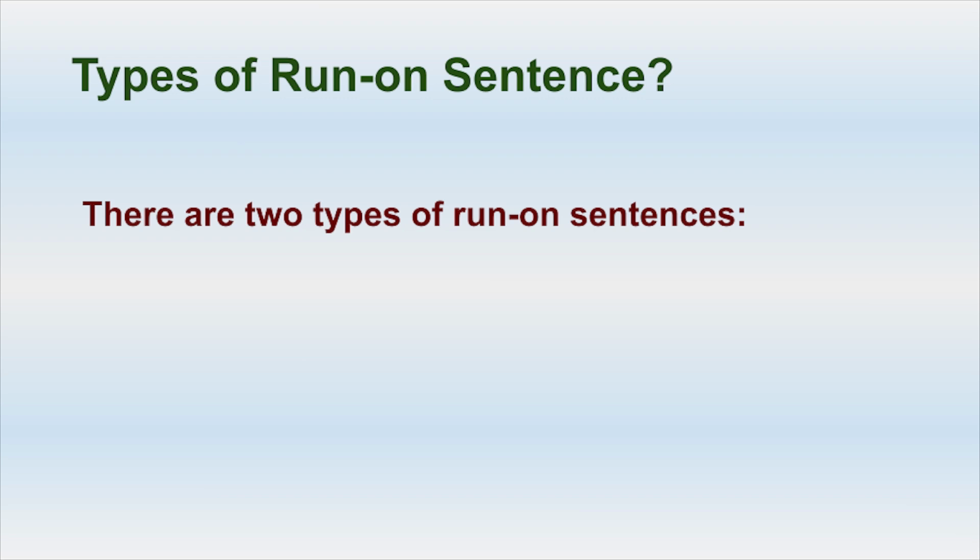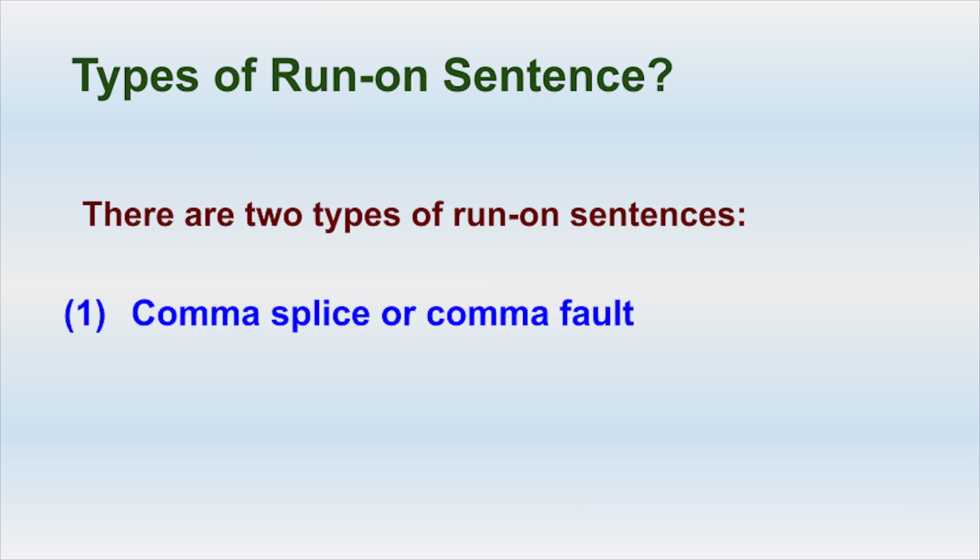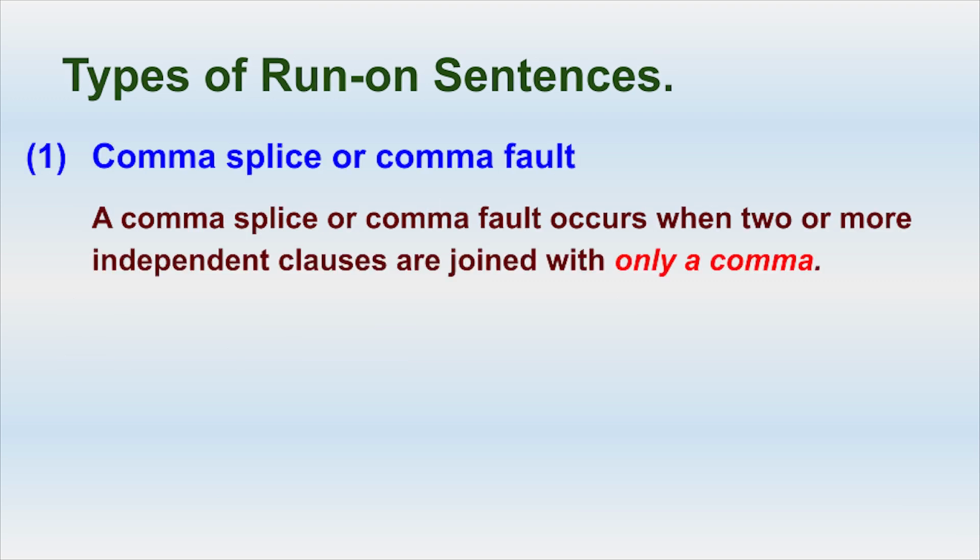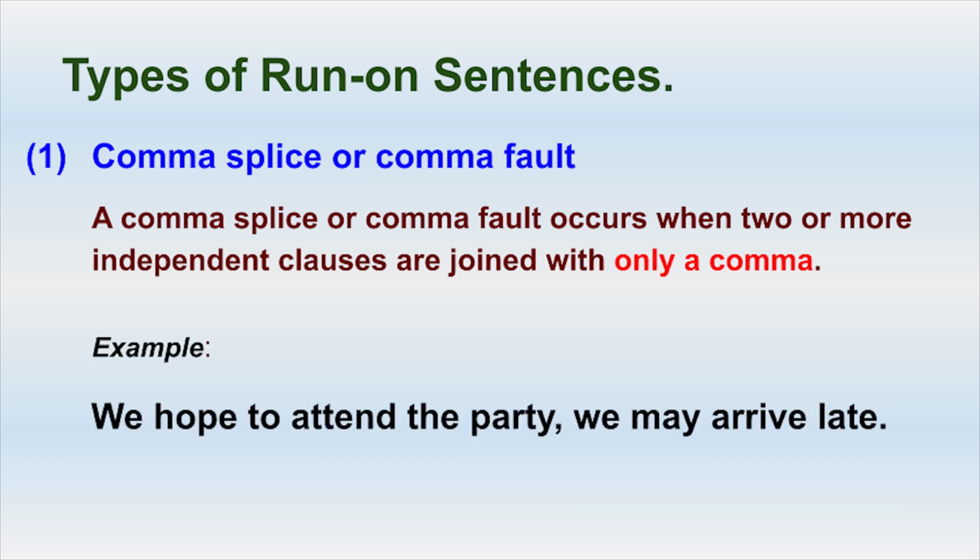There are two types of run-on sentences. One is known as a comma splice or comma fault, and the other is known as a fused sentence. I will explain both for you. A comma splice or comma fault occurs when two or more independent clauses are joined with only a comma. For example, we hope to attend the party, we may arrive late.